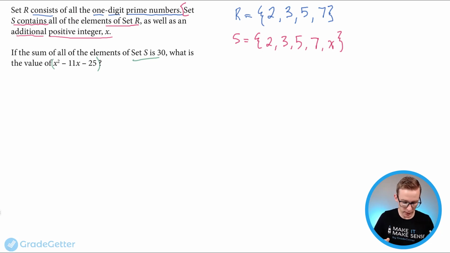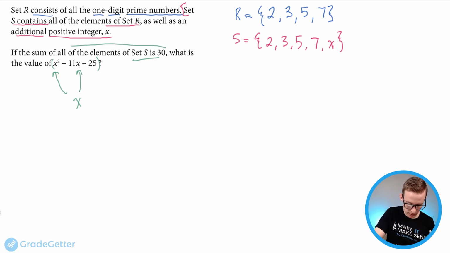Okay, so we need to figure out first what x is. And then once we find x, we can plug x in to this equation up here, right? Wherever there's an x, we would just plug it in. So let's go ahead and see if we can solve for x. And we'll do that by summing all of the elements of set S to be 30, right? That's what this is saying here.